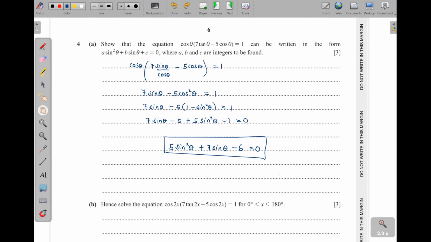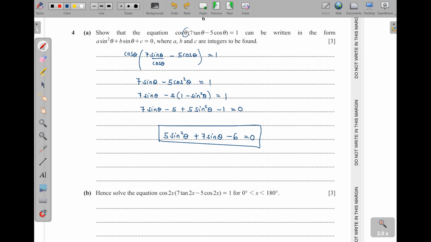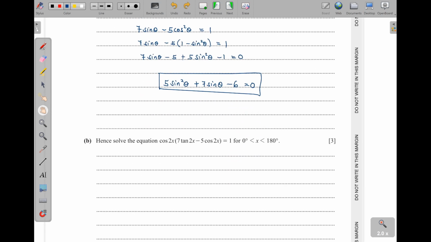By looking at the two equations here, you can see that where there is theta here, it is now 2x. Don't you see? 2x. That means I'm going to go to this one that I've gotten, and wherever there is theta, I put 2x. So we shall have 5 sine squared 2x plus 7 sine of 2x minus 6, which is equal to 0. And this is a quadratic in sine of 2x.